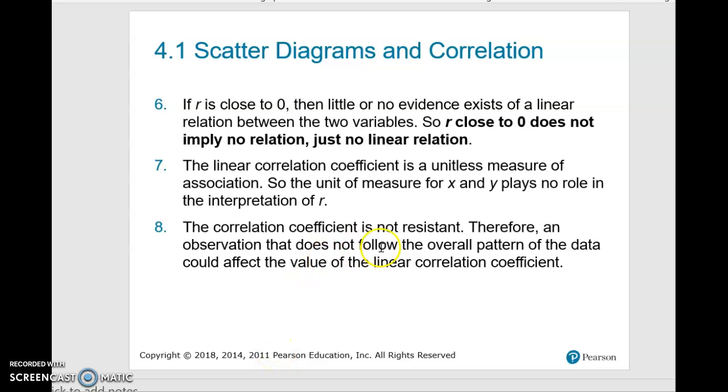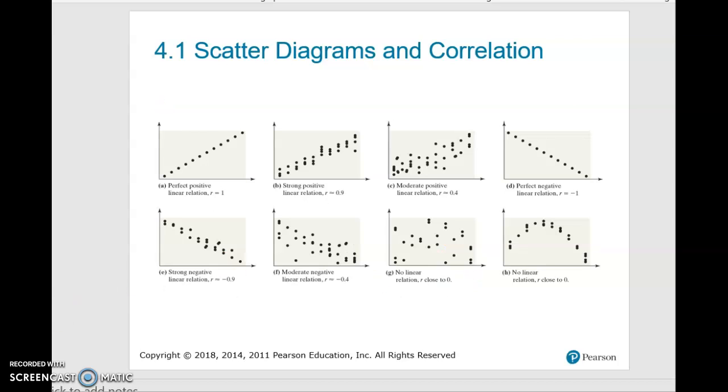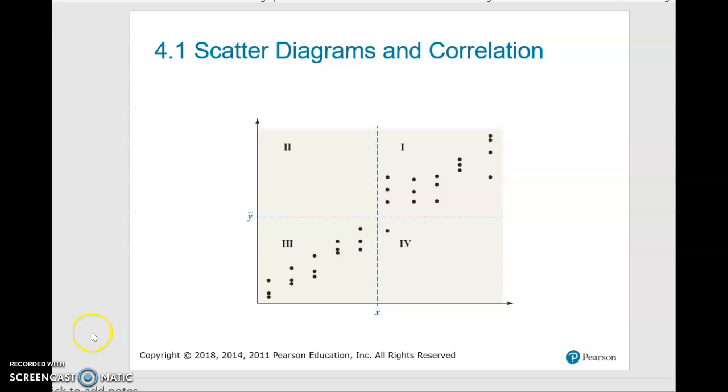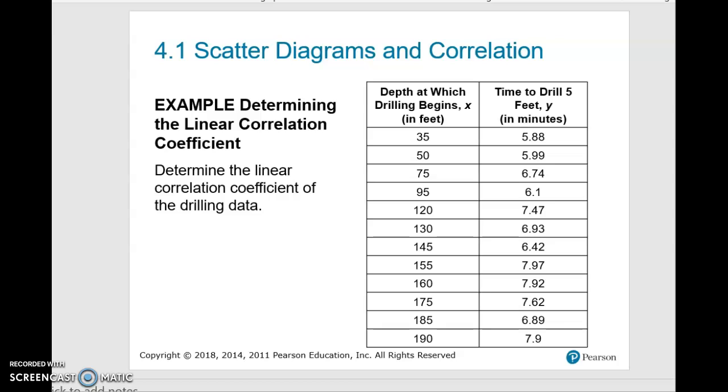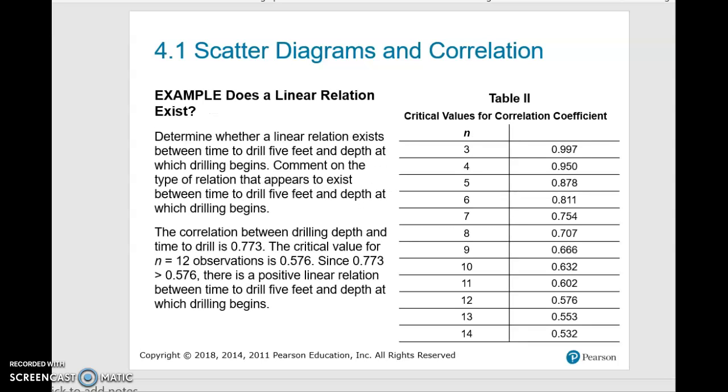Oh, what else do we have here? It's not resistant. We talked a little bit about that. A couple outliers, dots that are not close to the other dots, would really affect R. Some examples of R, and from here we're going to talk about the line that goes through all of these, right? The least squares regression line. Okay, so for this example, the correlation coefficient, if we calculate, which I showed you how to do in StatCrunch, using regression simple linear, then you should get this value. Okay, StatCrunch will give you that.